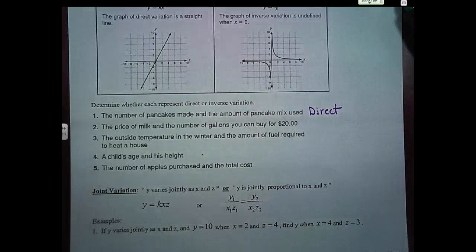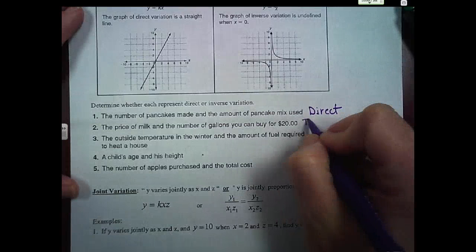Number 2, the price of milk and the number of gallons you can buy for $20. So as the price of milk goes up, what happens to how much you can buy for $20? What is it going to do? It's going to go down, right? As the price of milk goes up, you can get less and less, right, for $20. So one goes up and one goes down, so that's inverse.